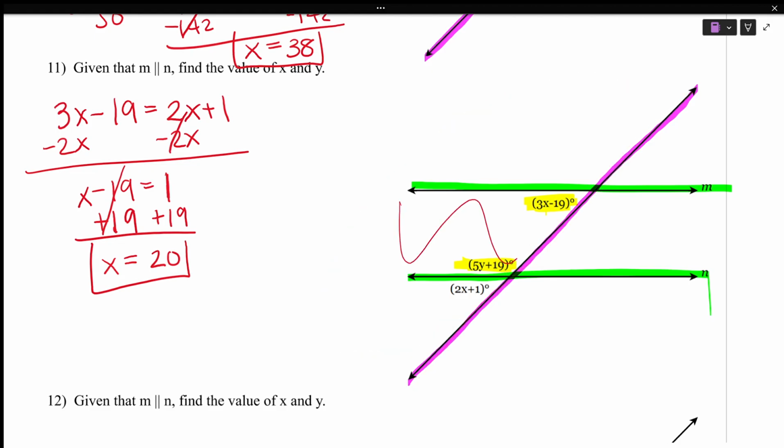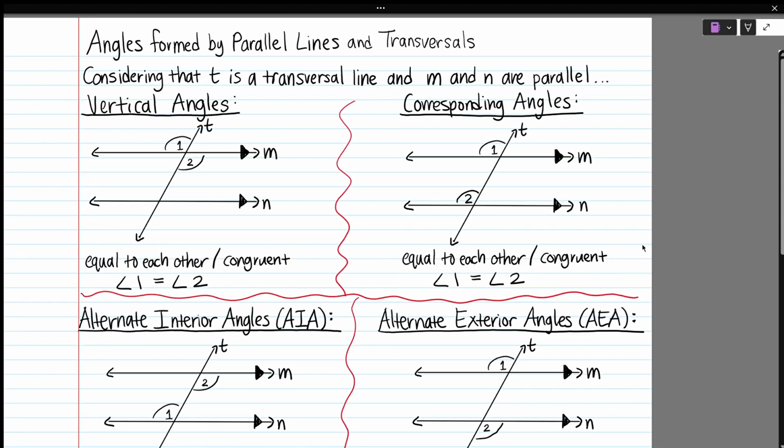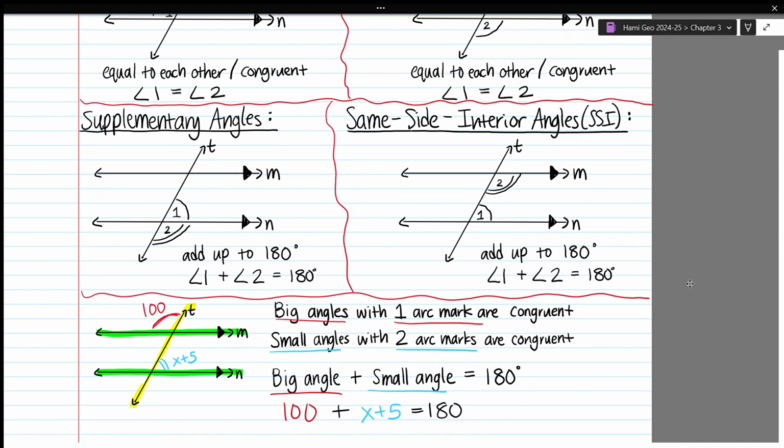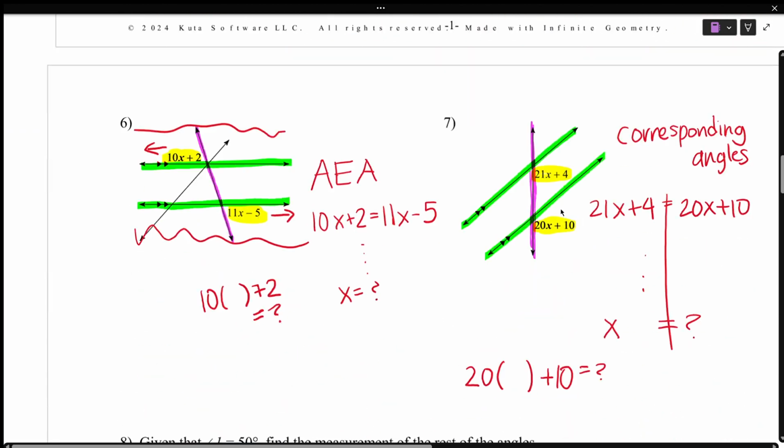They're both in the interior of the parallel lines. So these have to be same side interior. These are SSI, right? Same side interior. If we go back to our sheet, that is this one, right? They have to add up to 180. Okay, cool. Let's go ahead, set that up.